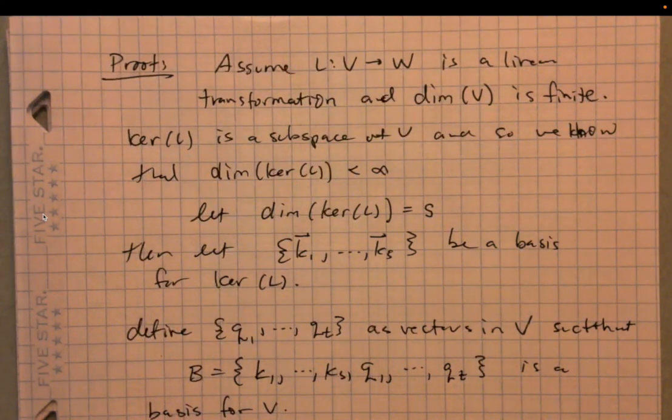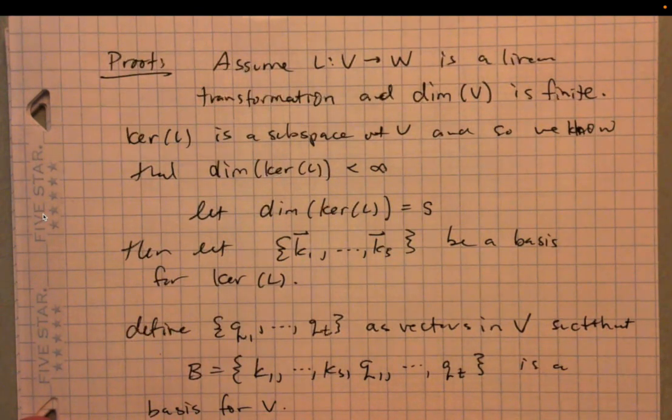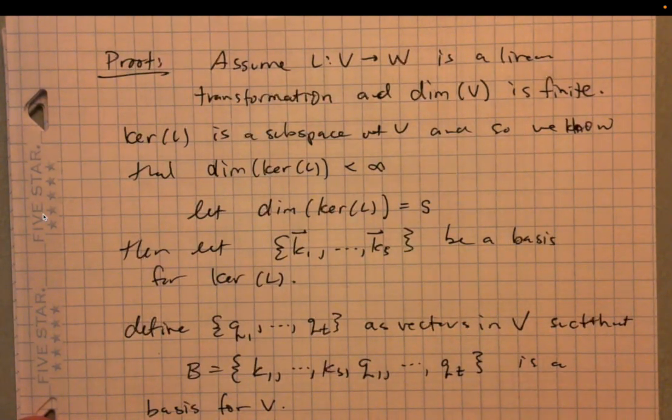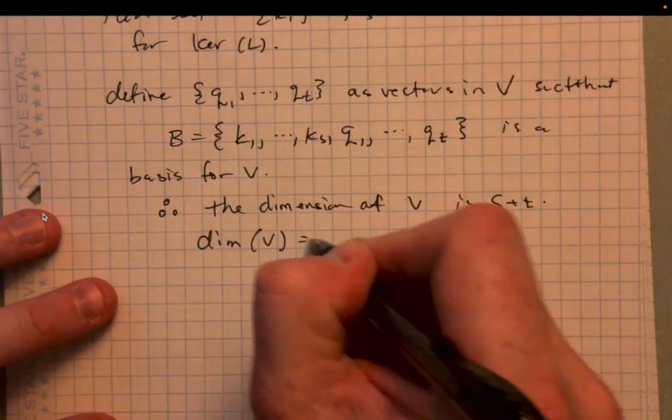Okay, so what we're saying here is, what does this mean? Hence, we say therefore the dimension of V is S plus T. Another better way to write that would be to say the dimension of V is equal to S plus T.